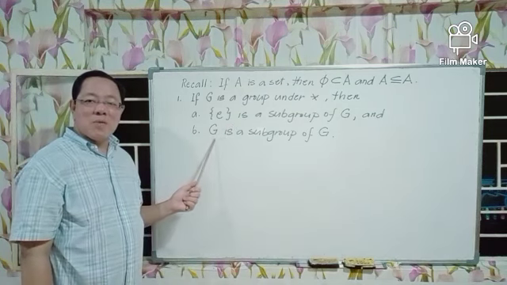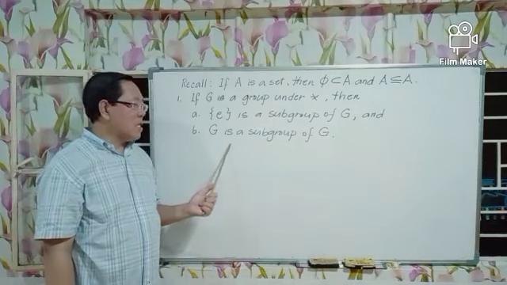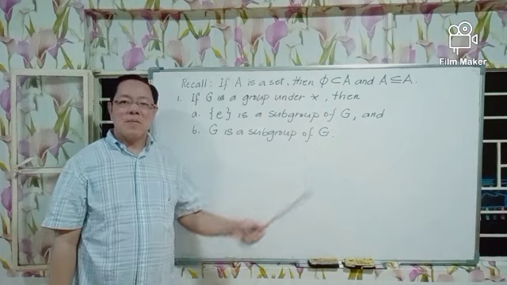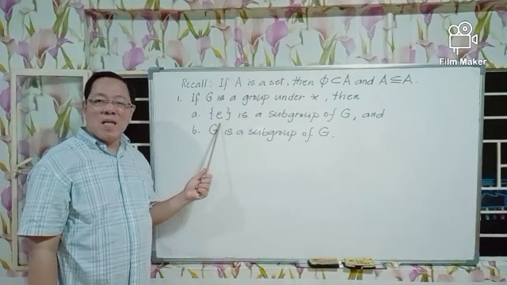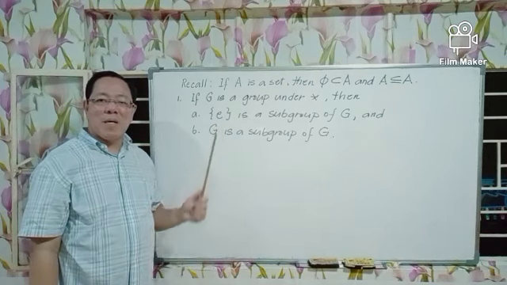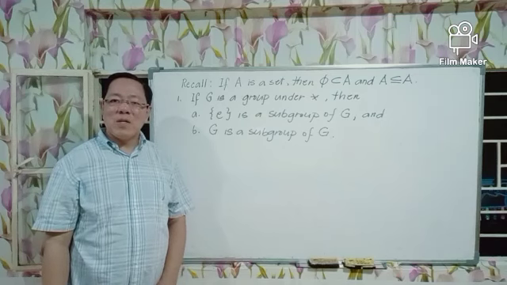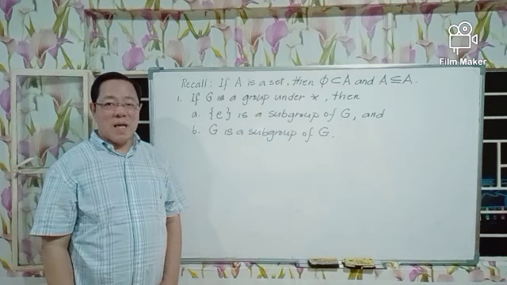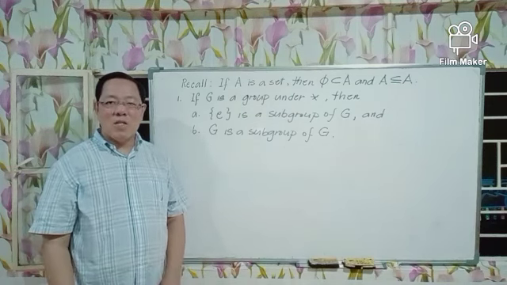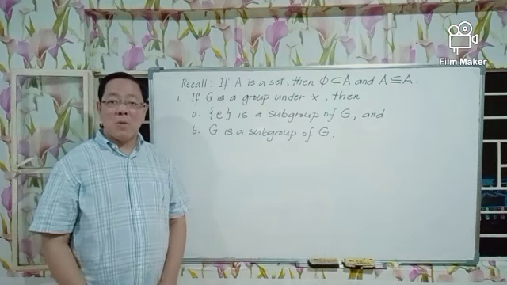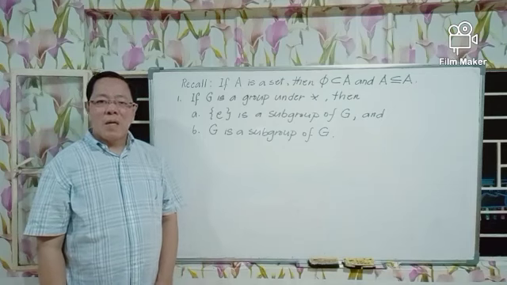And the other subgroup of G is G itself. Under the binary operation star, G is a subgroup of G. Now we prove that the trivial subgroup consisting of the identity element E only under the binary operation star is a subgroup of G. And whenever you are asked to prove if a given non-empty subset of the group G under the given binary operation is a subgroup of G, you must verify the three properties of a subgroup.